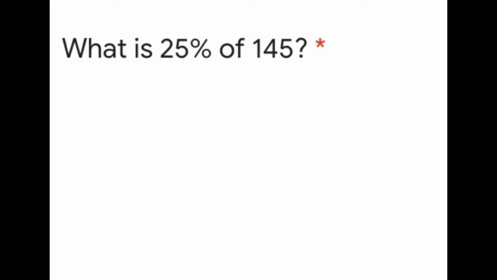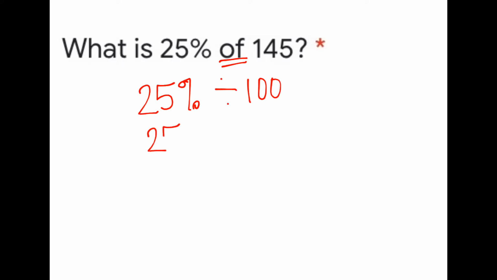What is 25% of 145? Remember that the word "of" means to multiply. Before we can multiply, we need to take our 25% and turn that into a decimal. We can do that one of two ways. We can divide by 100, or we simply can just take our 25% and move our decimal point over twice.